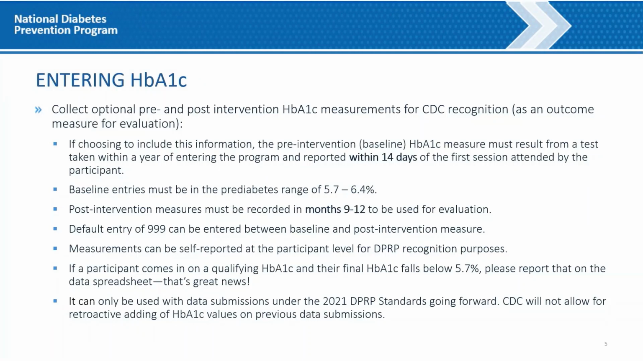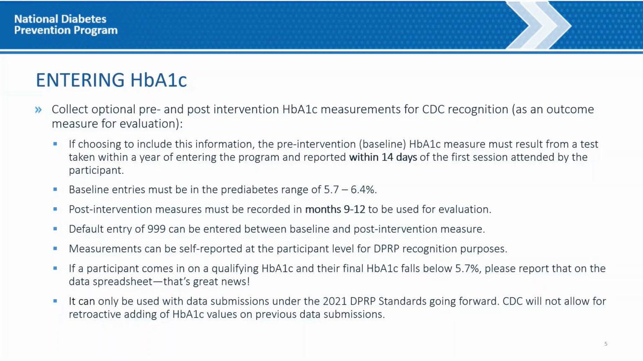Pre-intervention A1C entries must be in the pre-diabetes range of 5.7 to 6.4 and should have a corresponding glucose test entry of 1 so that the participant can be deemed eligible on a blood test. Having the blood test performed after the time period and retroactively associating it with the first session is not allowed by the DPRP. CDC requires that the post-intervention measure be the result of a blood test performed during months 9 through 12 of the program. This measure cannot be submitted to the DPRP after completion records for the participant have already been submitted.